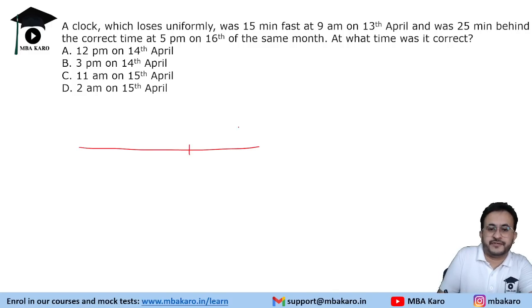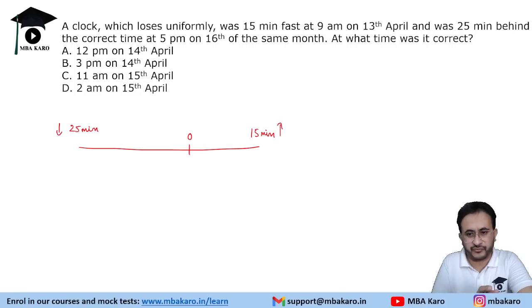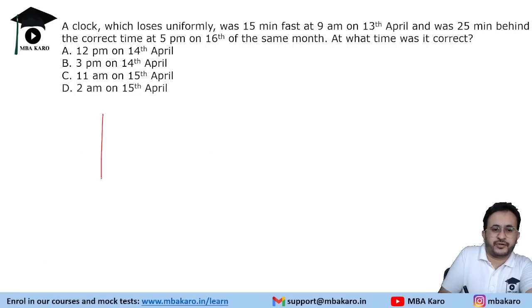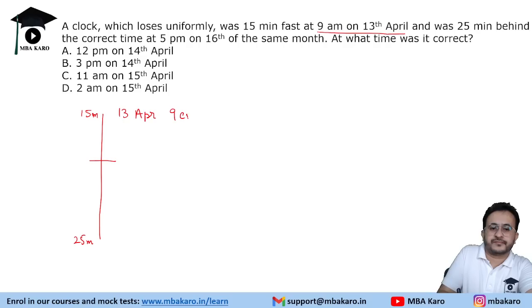So now this watch was 15 minutes fast. Okay, and it is 25 minutes behind. We need to find at what time it is correct. Okay, you can draw a vertical line also. Okay, so it's not like you have to draw a horizontal line, you can draw like this also. It is 15 minutes fast at 9 a.m. on 13 April, and it is 25 minutes behind at 5 p.m. on 16th April.